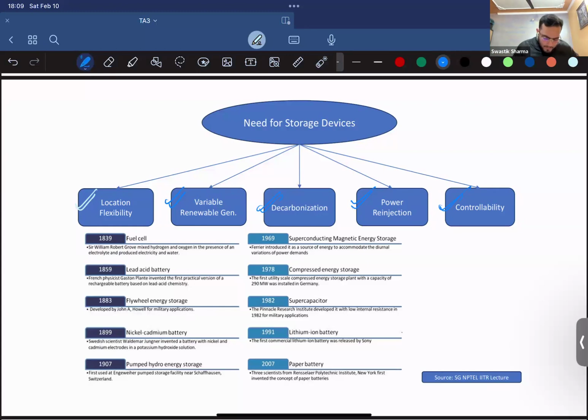So how did it begin? It began in 1839 when we developed the fuel cell. Sir William Robert Grove mixed hydrogen and oxygen in the presence of an electrolyte and produced electricity and water for the first time. Then we went on to make the lead acid battery, then flywheel energy storage.